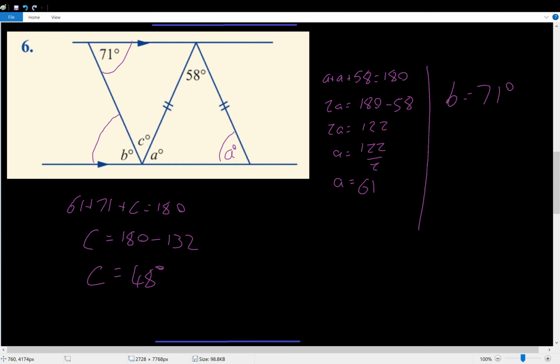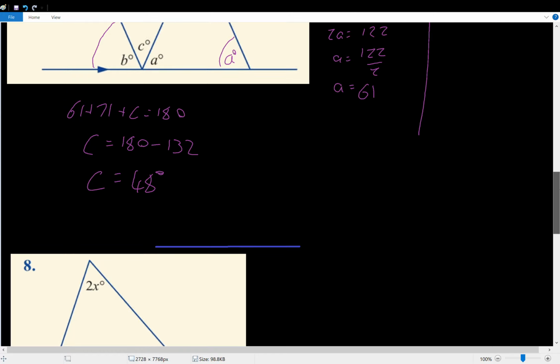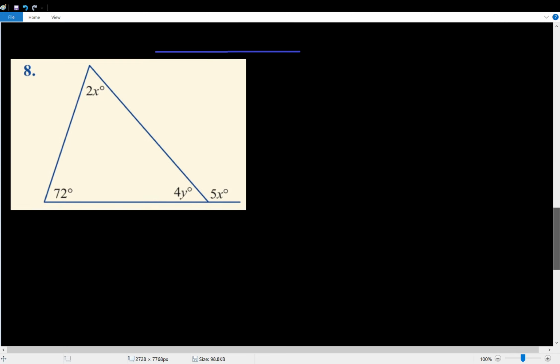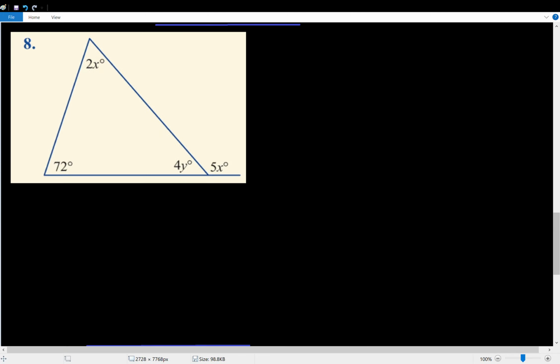Alright, let's check out the next one. Alright, in question 8. Okay, so this one's going to be a bit more complicated than the others because now we've got not just a letter, but a letter multiplied by a number. We've got to work this out.